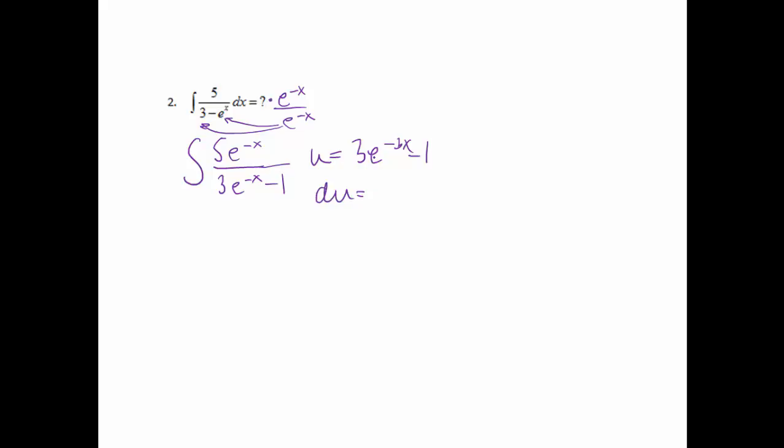du will equal, the derivative of 3e to the negative 3x will be negative 9e to the negative 3x. Whoops, this was not supposed to have, did I do that correctly? Yes, okay, this did not have a 3 there though. I knew something was funny with that. Okay, so let's just redo that. So the derivative will be negative 3e to the negative x. The derivative of minus 1 is just 0.